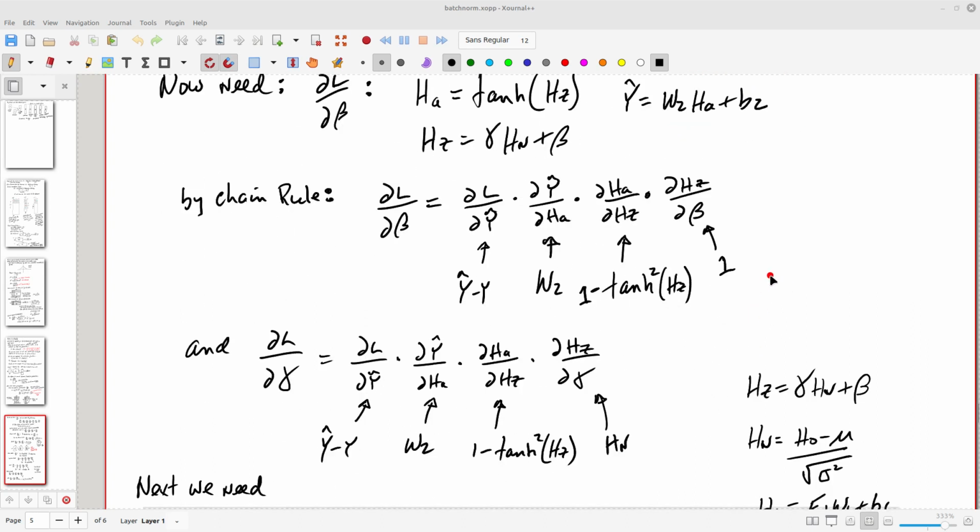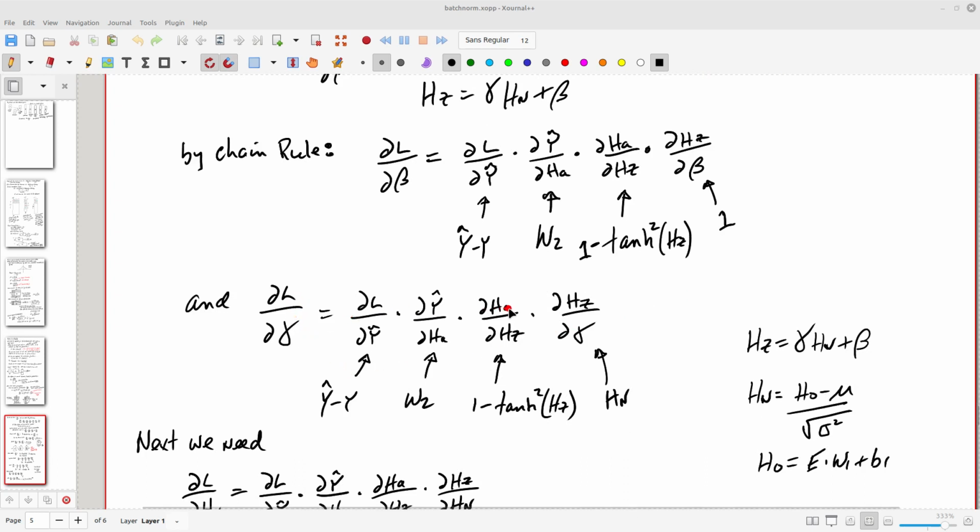Now we need the loss with respect to gamma. It's identical to the loss with respect to beta, except this last term, instead of dHZ d beta, we need dHZ d gamma. That just becomes HN, the normalized layer. That's why I was saving it in the code. I showed you why I saved the normalized layer in my C program.